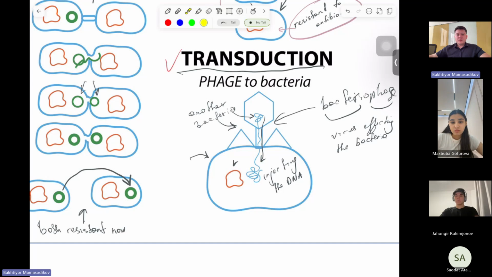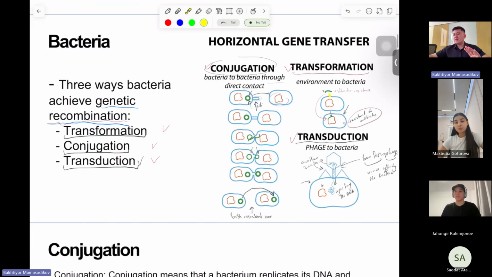Good. So you know the transformation now. Transformation, this is from the environment, right? From the environment, the DNA is transforming another bacterium. Now you know the conjugation process. Conjugation means two bacteria are going to join together and transfer their plasmids. And transduction means the virus, which we call the bacteriophage, transfers the virulence genes to another bacterium. Good. Any questions? I hope you understood the process.